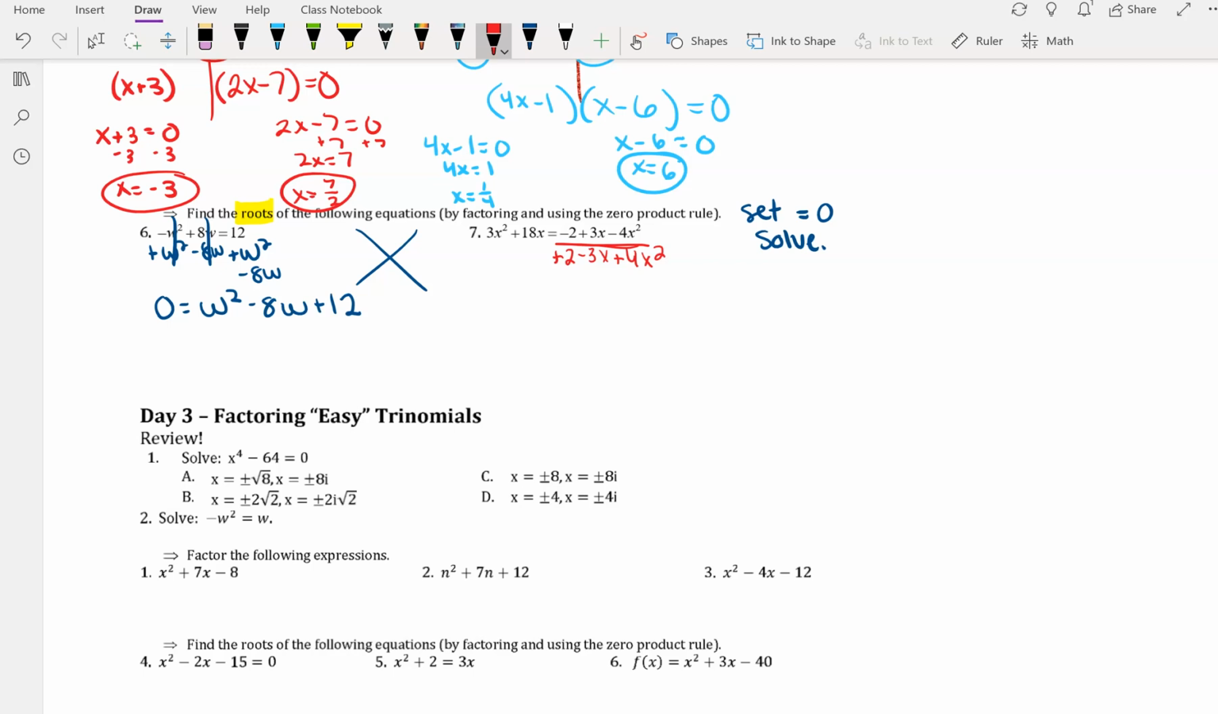So I'm going to line the 4x squared under the 3x squared. I'm going to line the negative 3x under the 18x. And then the 2 can't combine with anything, so I'm just going to leave that on its own, plus 2. These all cancel, and then I combine like terms on the left side. I have 7x squared plus 15x plus 2 equals 0. Then you are going to factor that using the big X and set each factor equal to 0.